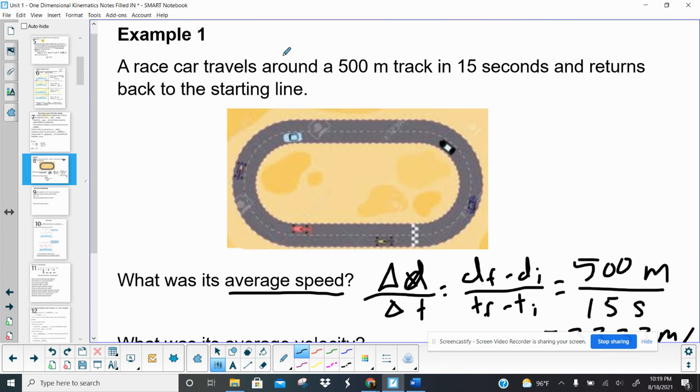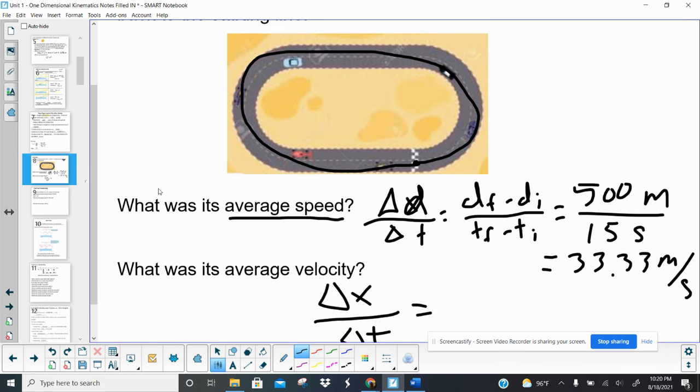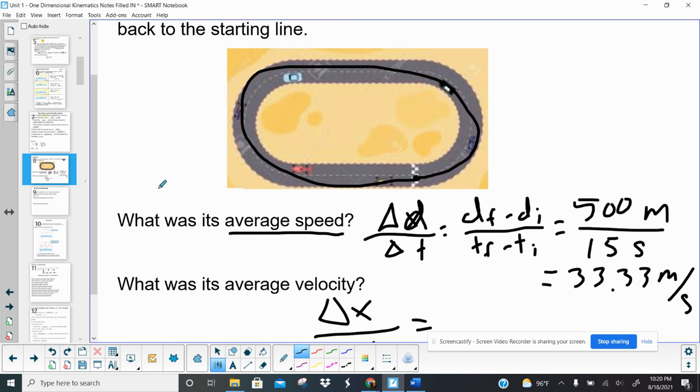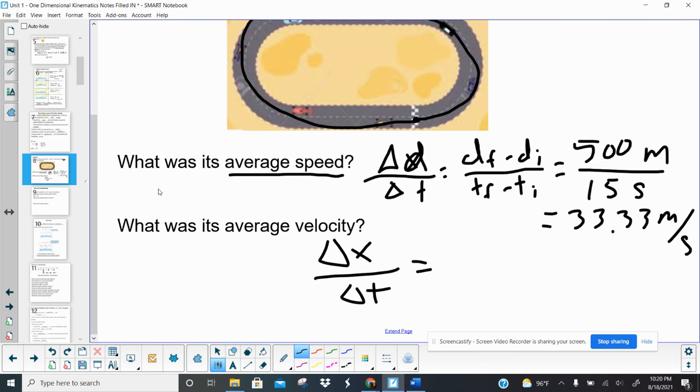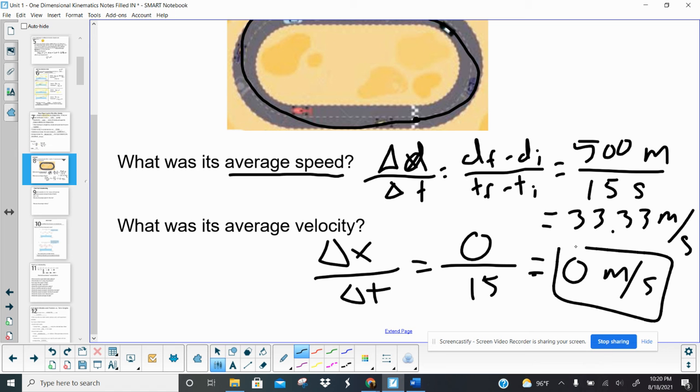So let's go back and read. A race car travels on a 500-meter track and returns back to the starting line. So here's our car. It went around. So what is its displacement? 0. Yes, I can say my starting position and my final position are the same. So I have no displacement here. Yes, it was 15 seconds, but that doesn't matter. Our average velocity in this case is going to be 0 meters per second.